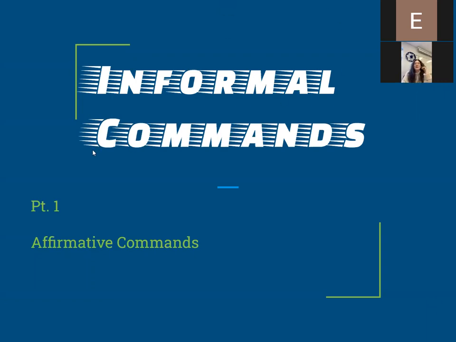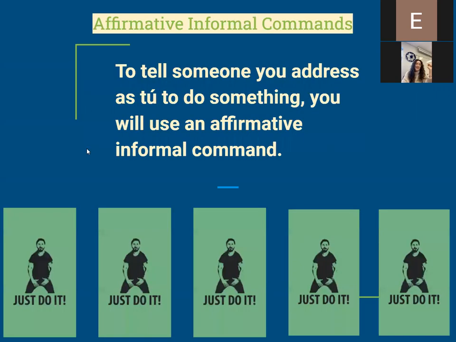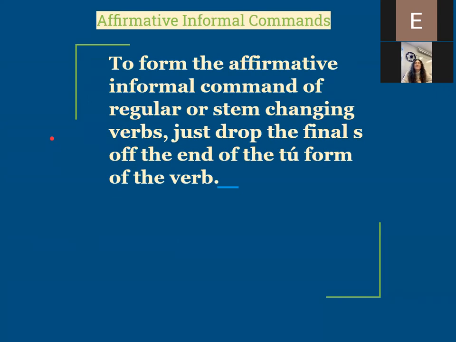So part one is affirmative commands. We have to remember that informal commands have two parts. There's affirmative and negatives. So we're going to use affirmative informal commands to tell someone you address in the tú form, someone you're really familiar with, to do something. And to form it, there are two steps. Our first step is to start in the tú form, in the present tense, and then to drop the final S.